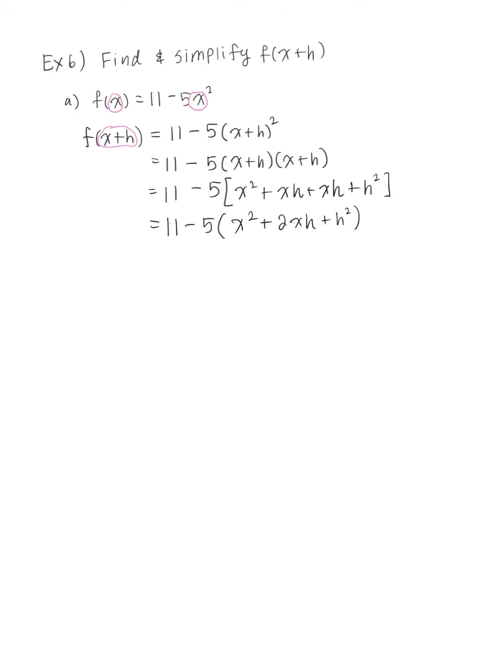So now the 5 must distribute to each term now. So what we're going to do now is we're going to distribute the 5 to each single term to get, this is 11 minus 5x squared and then minus 10xh and then minus 5h squared. Do we have any common terms here? Nope. So that is going to be our answer.